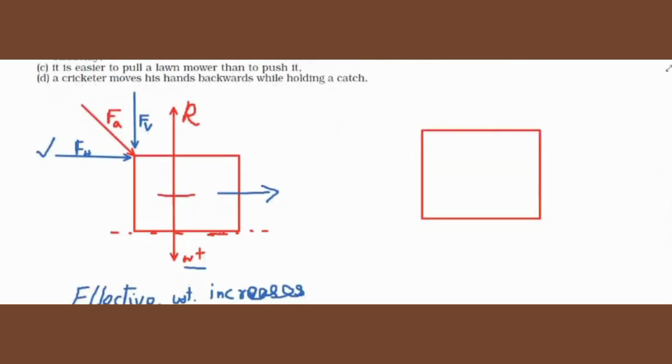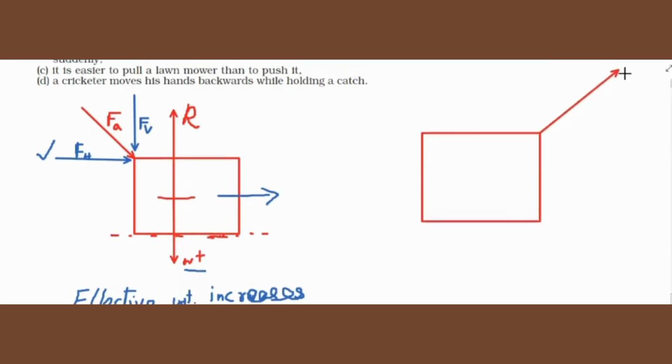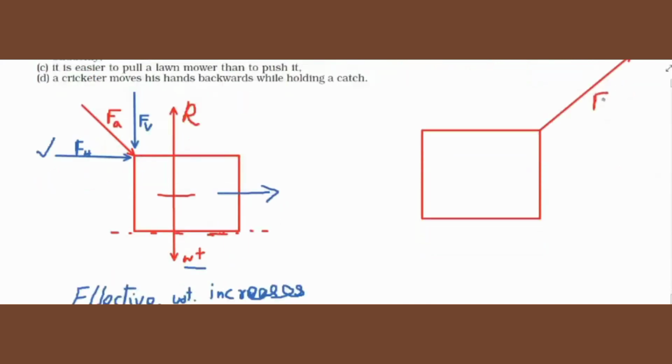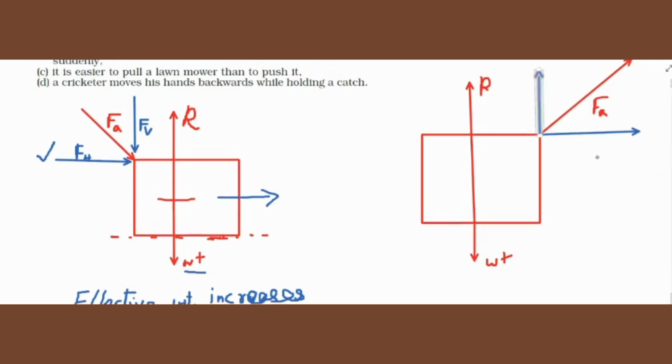Now come to the second case. Instead of pushing, we take the case of pulling. So, applied force Fa. As usual, we know the weight is acting vertically downward. The normal reaction R is acting upward. Then the pulling force you can resolve into components like this: the horizontal component FH, because of which the mower will move over the lawn, and the vertical component FV.